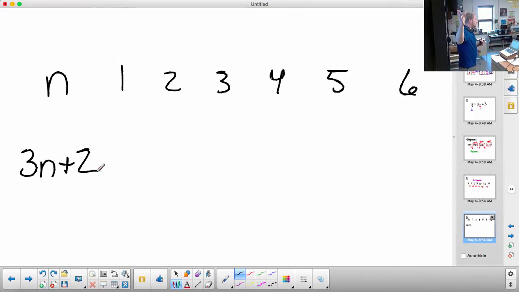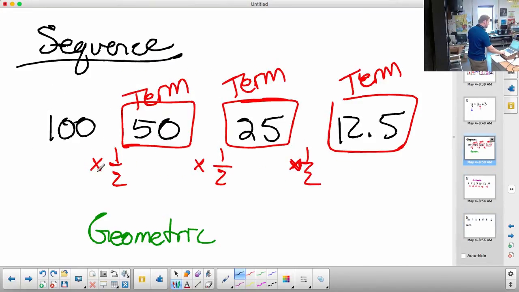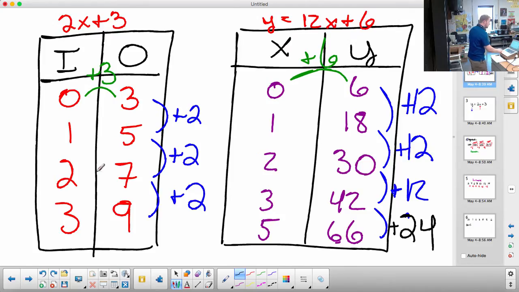These go up by 1. 1, 2, 3, 4, 5, 6, 7. Go back to look at these tables. Which term are we using, though? 0, 1, 2, 3. X is the same thing as n. Input's the same thing as n.